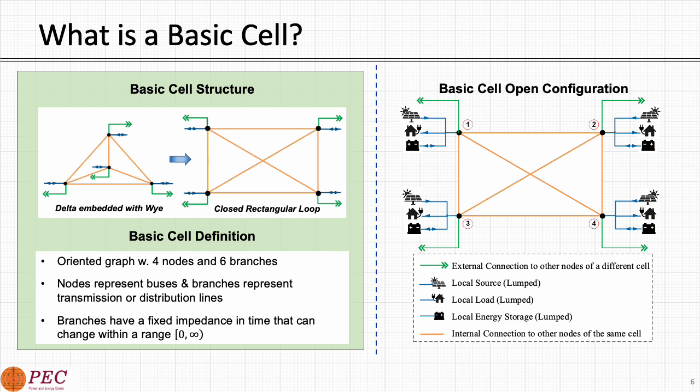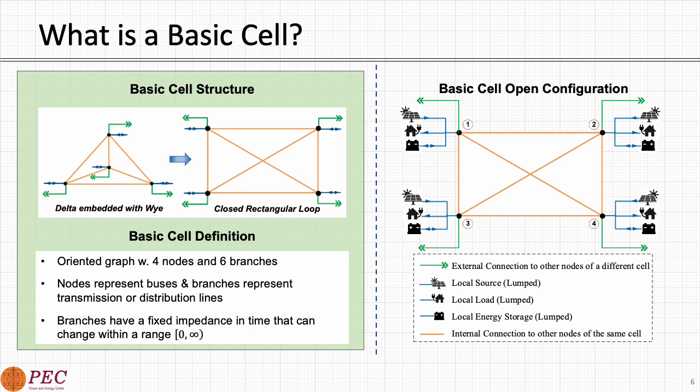The definition of a basic cell is that it's an oriented graph with 4 nodes and 6 branches or internal branches shown in orange. The nodes represent buses and branches represent transmission or distribution lines of a power system network. The branches have a fixed impedance in time. That is, this impedance can change within a range of 0 to infinity as we choose. For example, infinity implies that there is no current exchange between those two nodes and hence they are disconnected. The nodes themselves are not lossy. That is, the net current injected into the nodes is equal to the net current extracted from the nodes.